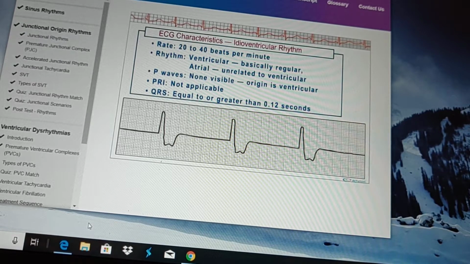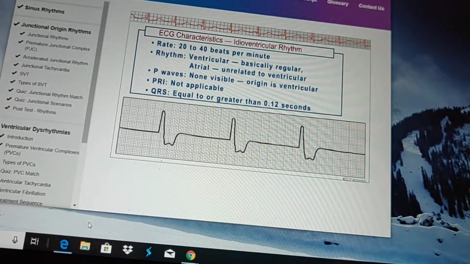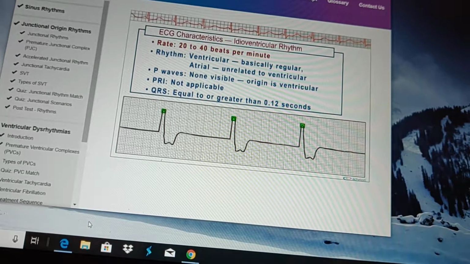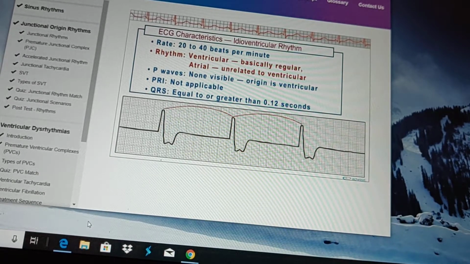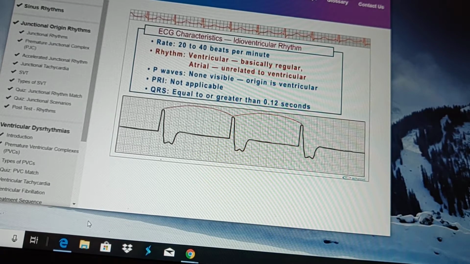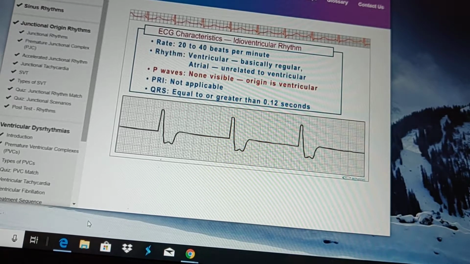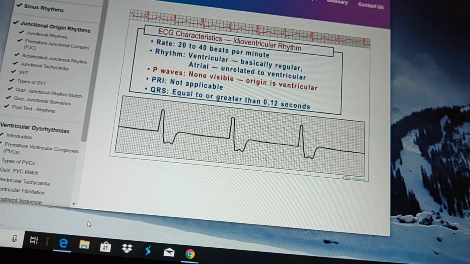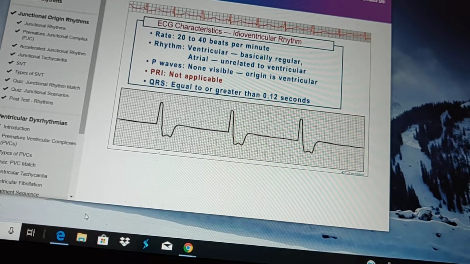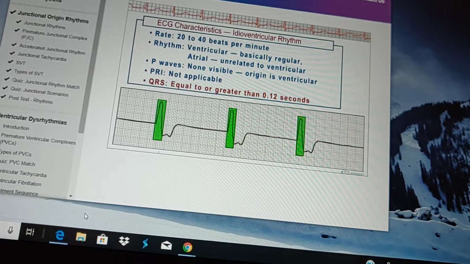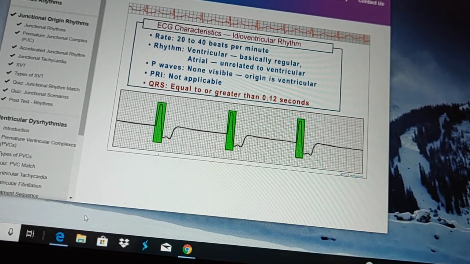Let's look at the basic ECG characteristics for a patient experiencing idioventricular rhythm. Rate, 20 to 40 beats per minute. Rhythm, ventricular is basically regular, but the atrial, if present, is unrelated to the ventricular activity. P waves, does not produce a visible P wave because the origin of the beat is ventricular. PR interval, not applicable. QRS, equal to or greater than 0.12 seconds.